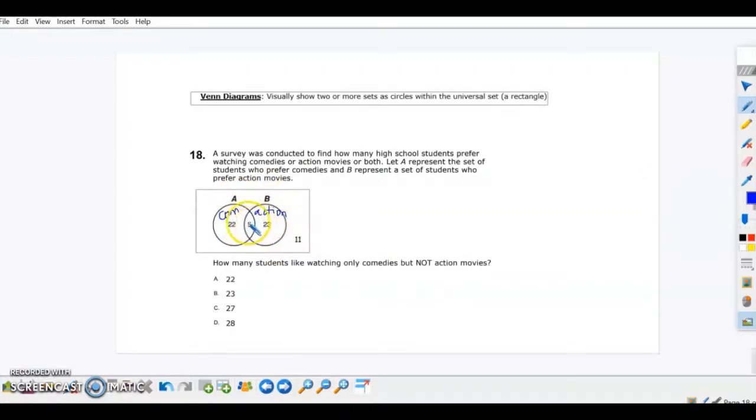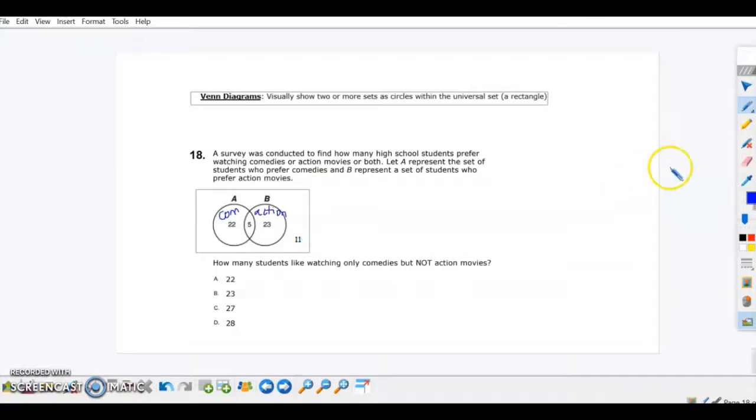So this 5 here would be an intersection of these two. What would that mean? That would mean there were 5 students who liked comedies and action. And what do you think the 11 represents? That would be students who don't like either of those.